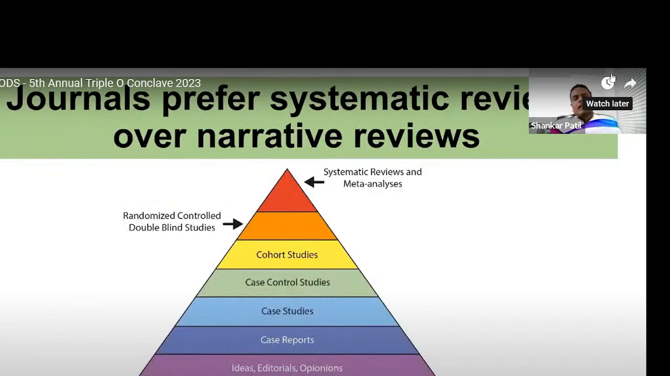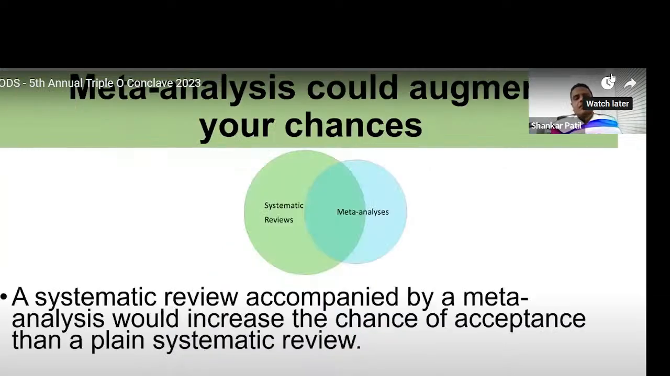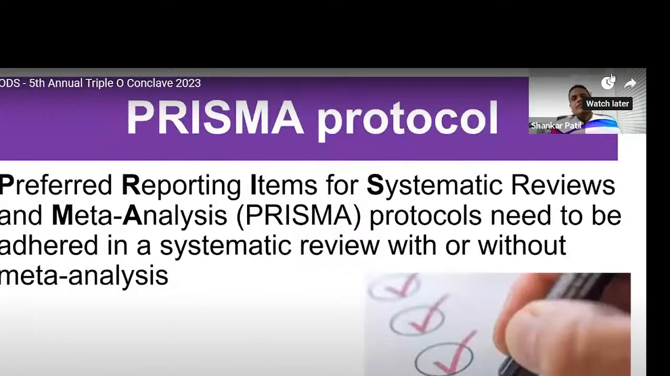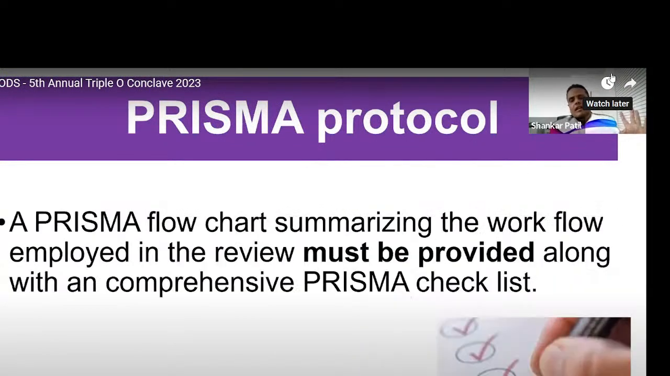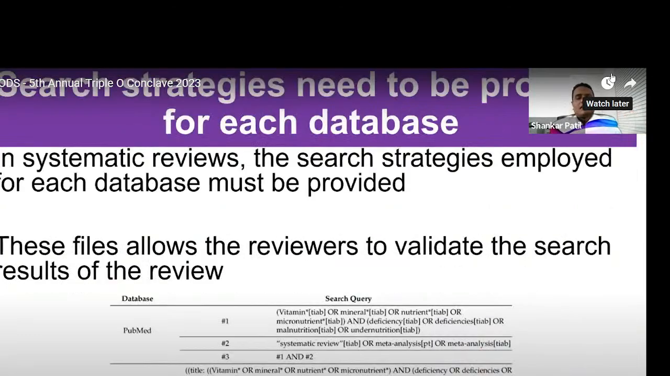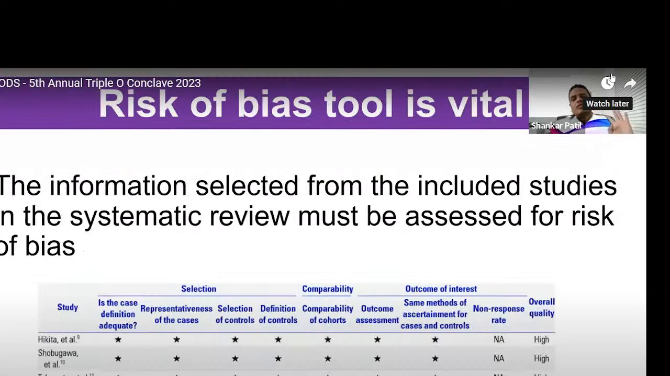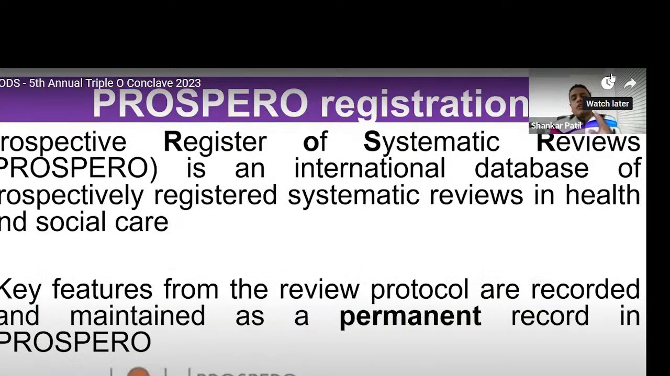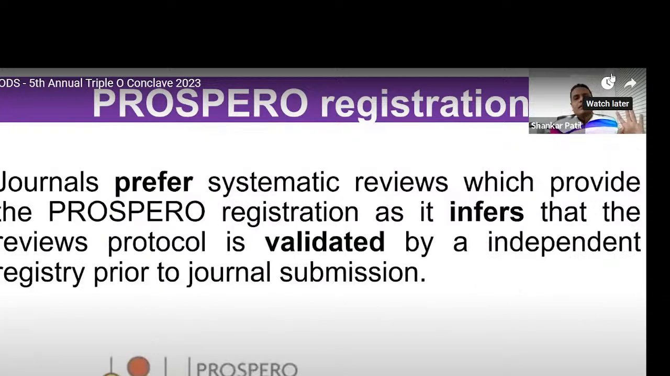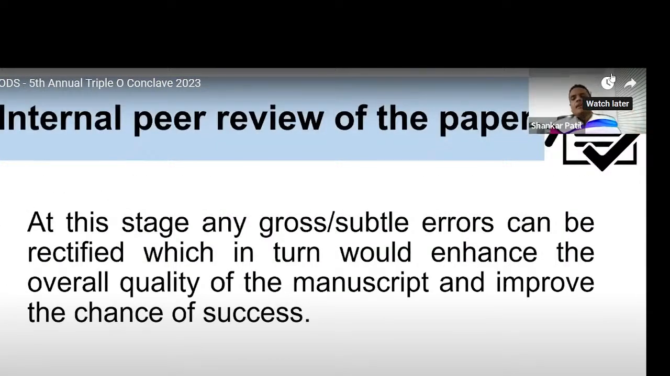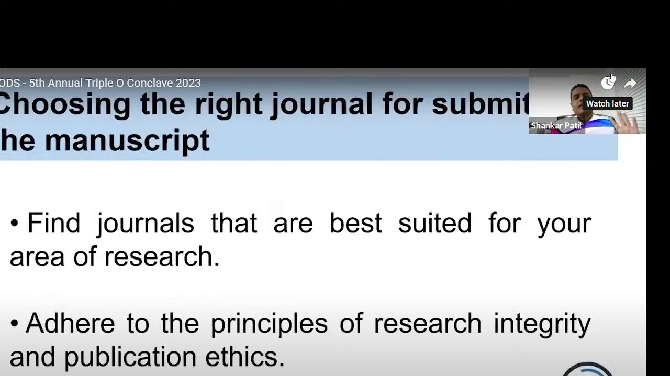And systematic reviews and meta-analyses are more in demand than the narrative reviews I have told you. So in a systematic review, follow the PRISMA protocol. That is very, very important. If you don't mention it, journals will not accept it. Then search strategy, journals want to see this. Risk of bias tool, that is very, very important. PROSPERO registration, you need to register all your systematic reviews and meta-analyses in PROSPERO, otherwise the journals will not accept it. Okay. Then internal peer review, I have told you, this you need to do before submitting.